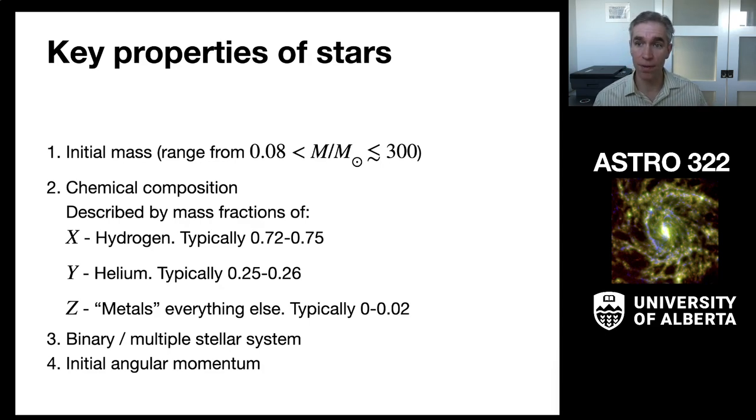Those first two properties are the main things that determine how a star is going to evolve, what its properties are, and ultimately how it's going to end its life. Related, less important, but still important for addressing those questions, we have the question of whether a star is found in a binary or a multiple star system, or whether it has a lot of initial angular momentum or spin. And these latter two points are a little less important from the perspective of what makes a star, but they are still important in shaping evolution of those stars.